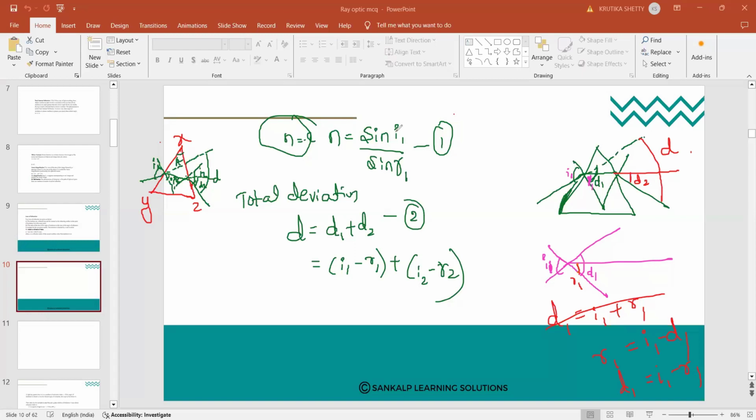Yeah, if you memorize the derivation, there is no problem. Directly you are taking n is equal to sin I by sin R. Then D is equal to D1 plus D2, D1 is written as I1 minus R1 and I2 minus R2. So, who wants to understand the derivation? Here, you need to understand this figure. You need to understand the geometry in it. Any doubt, students? Can I proceed with the next step?